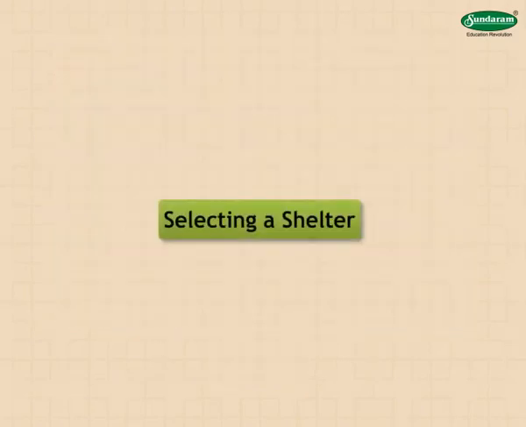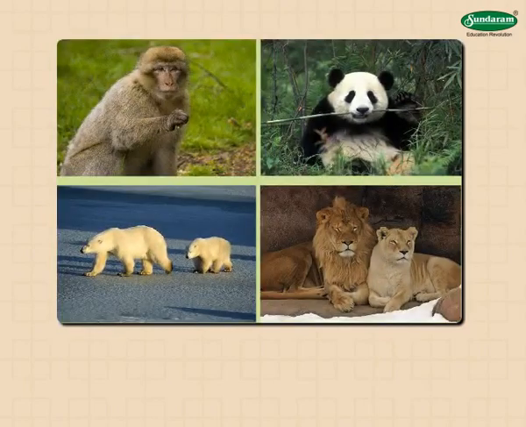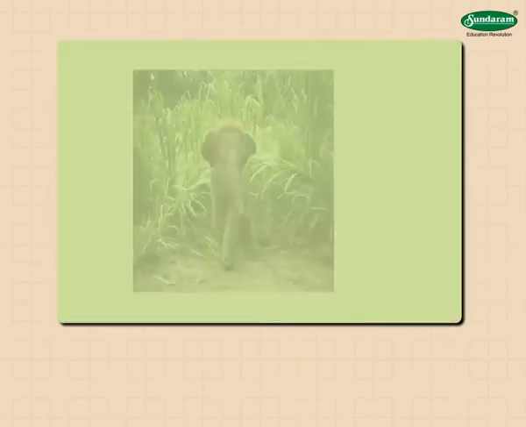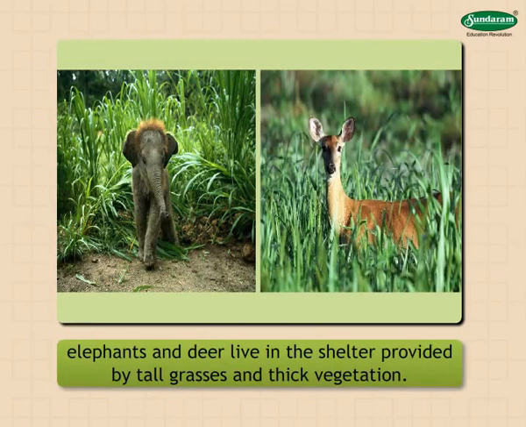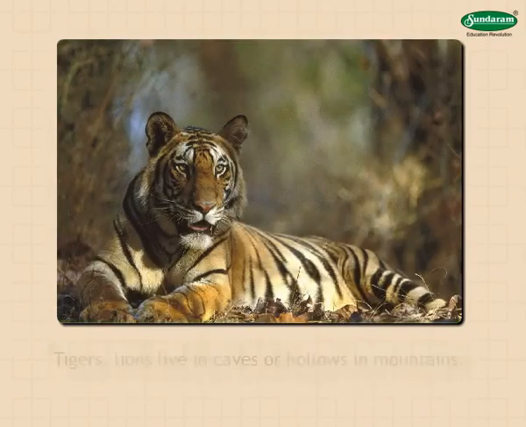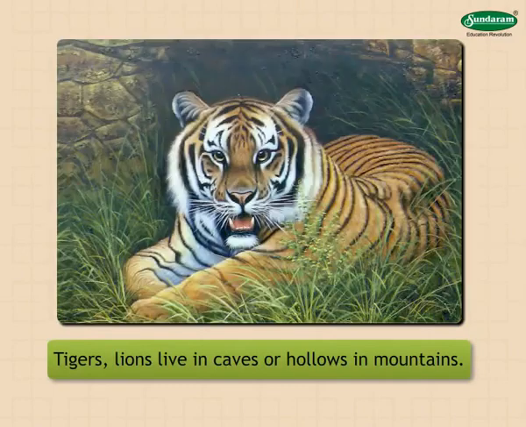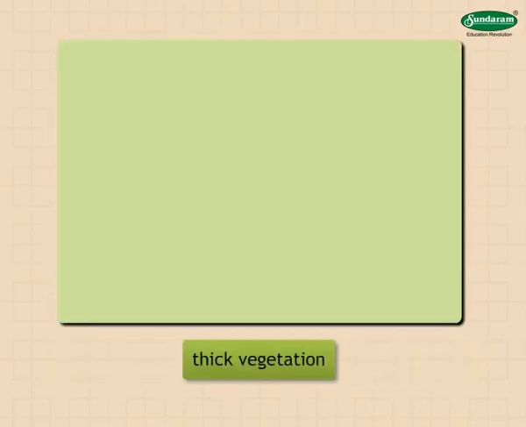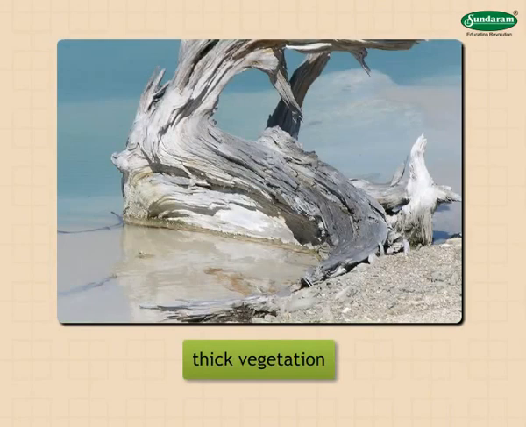Selecting a shelter. Some animals select a convenient place to live in. They cannot build a shelter. Animals like elephants and deer live in the shelter provided by tall grasses and thick vegetation. Tigers and lions live in caves or hollows in mountains. They also make use of thick vegetation as shelters.